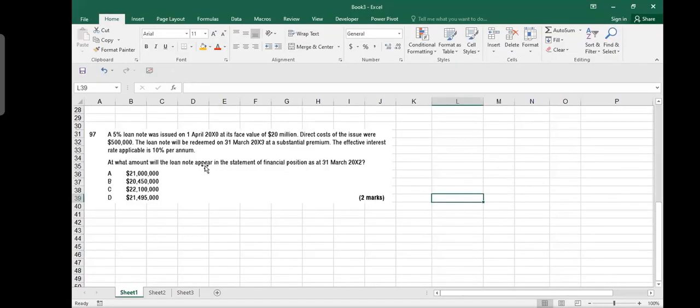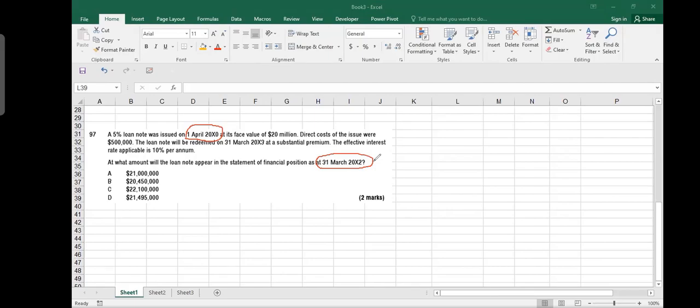Next is question number 97. As per our rule, we again start with what is required. At what amount will the loan note appear in the statement of financial position as at 31st March 2002? You are issuing it at 1st April 2001, and they're asking you at the end of the second year. So this is pretty much what we did in the previous one: closing liability, but not at the end of year 1, at the end of year 2. So let's start reading it.